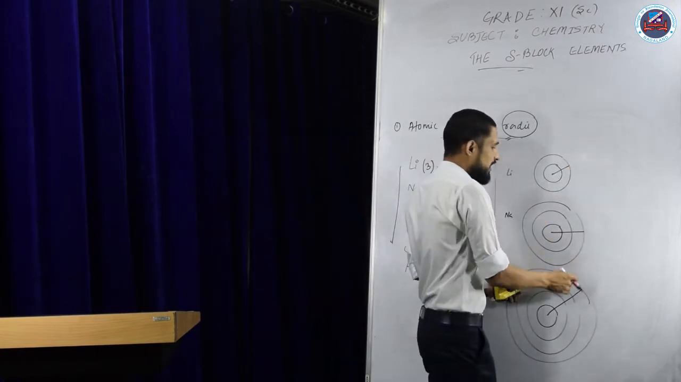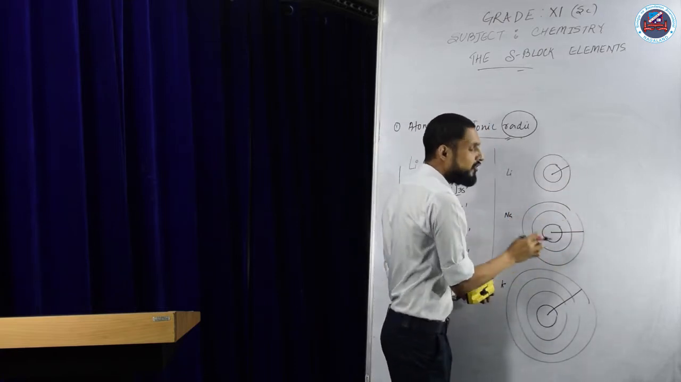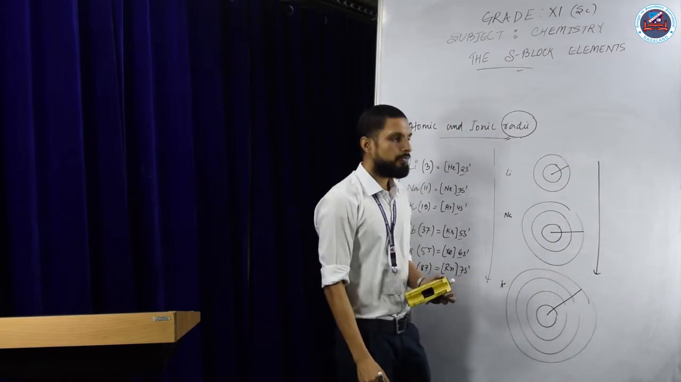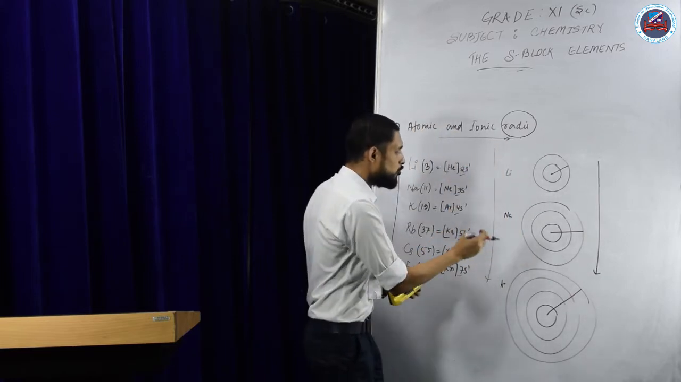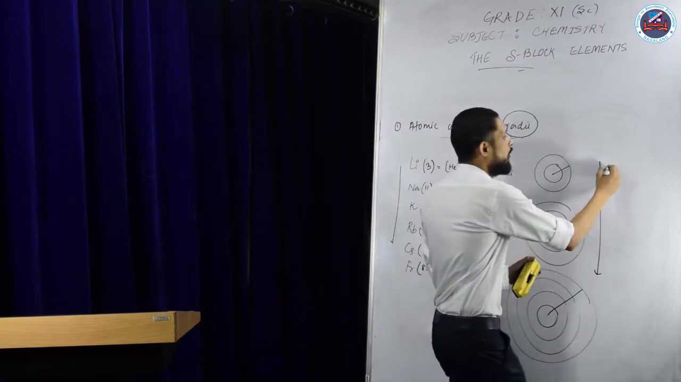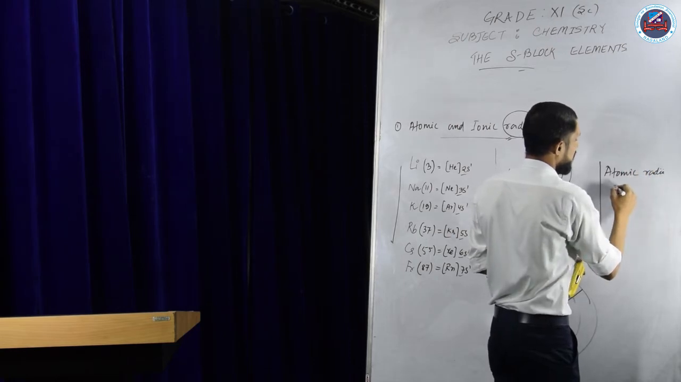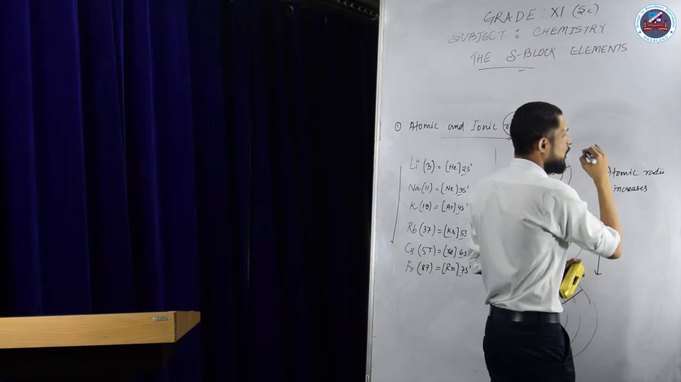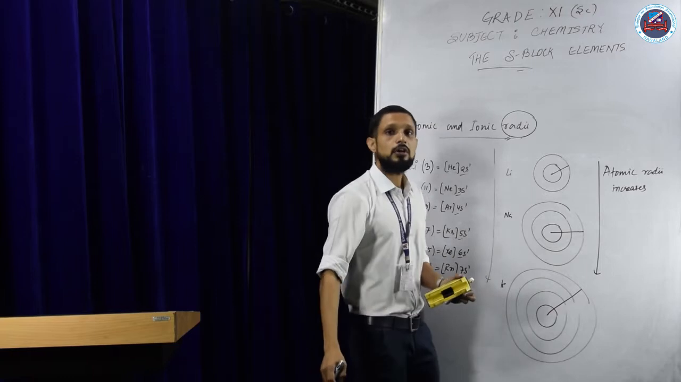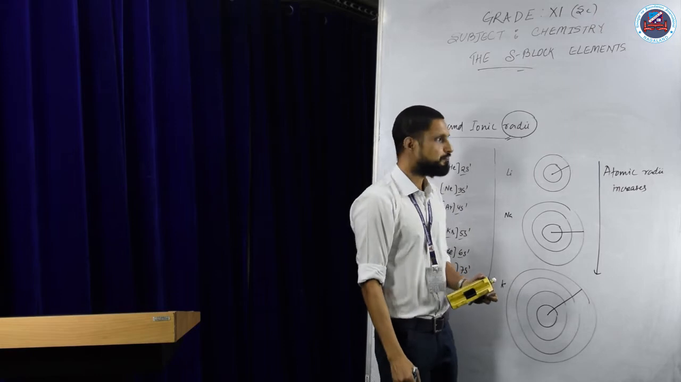Now, as we can see here, the length of the radius increases down the group. That means if you go from lithium to potassium or from lithium to francium, the atomic radii will increase. That means the atomic radii increases down the group due to increase in the number of electronic shells.